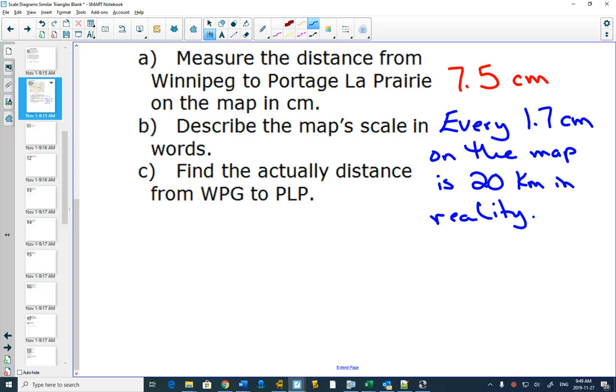So according to using the 7.5, how do we find out how many kilometers this is in reality? How do we set this up? Okay? If every 1.7 centimeters is 20 kilometers, what we could do is we could see, well, how many 1.7 centimeters is there in 7.5? So if I go 7.5 divided by 1.7, that tells me how many 1.7 centimeters are in 7.5.